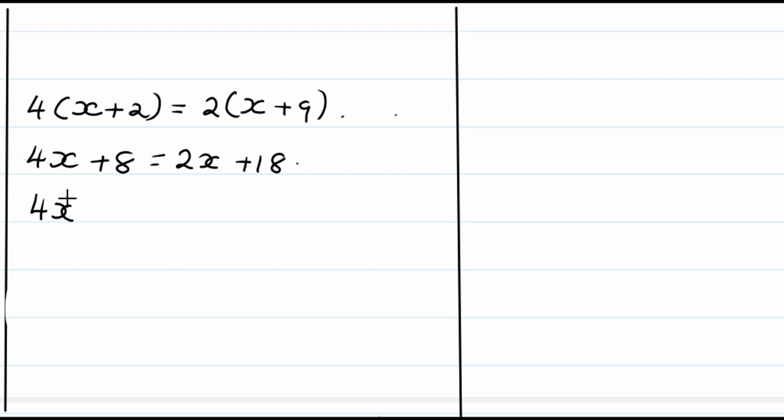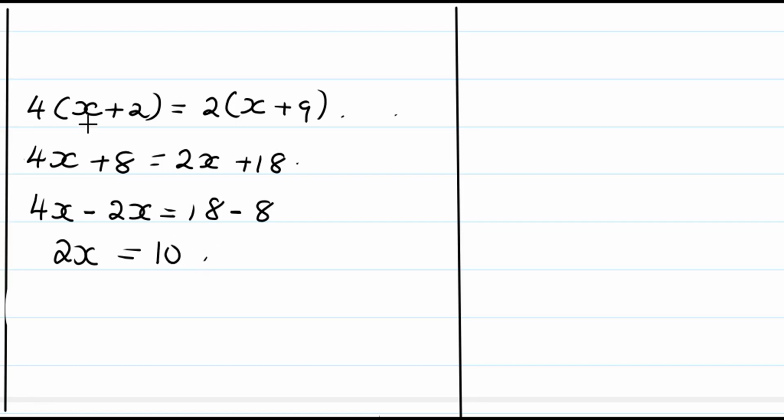So I have 4x. Then I move this x to the other side, and because on the right side it was positive, on the left when I move it, it will be negative, so minus 2x. Then is equal to 18, this one. Then I move this 8 to the other side. So it will be 18 minus 8, because here it was positive, on the other side it will be negative.